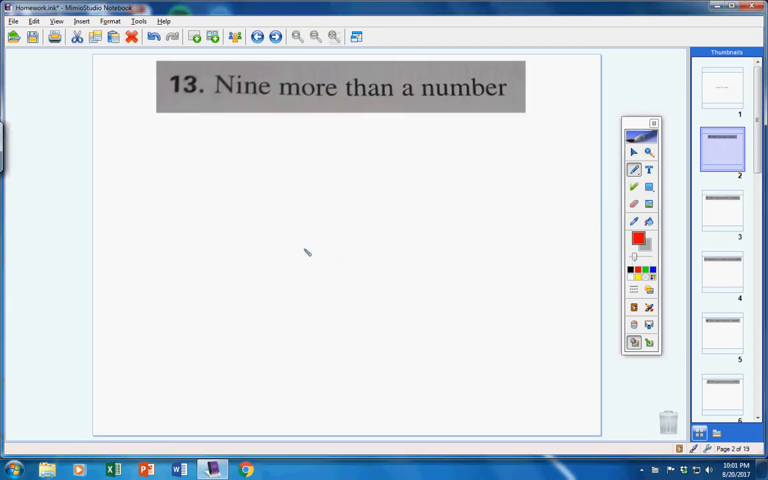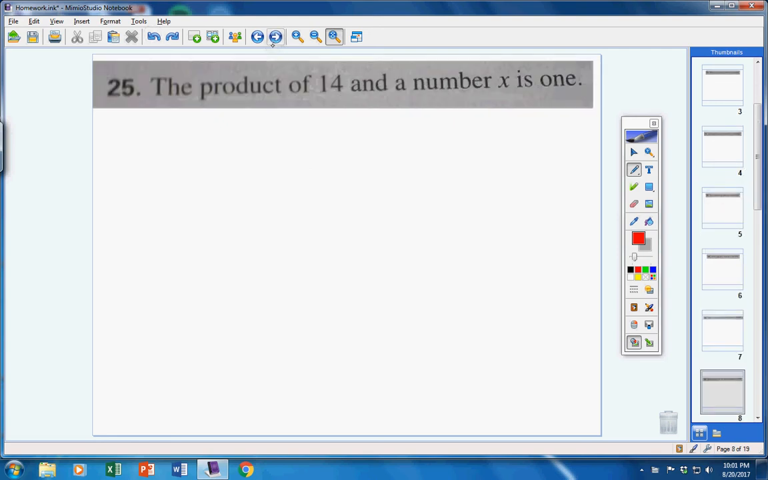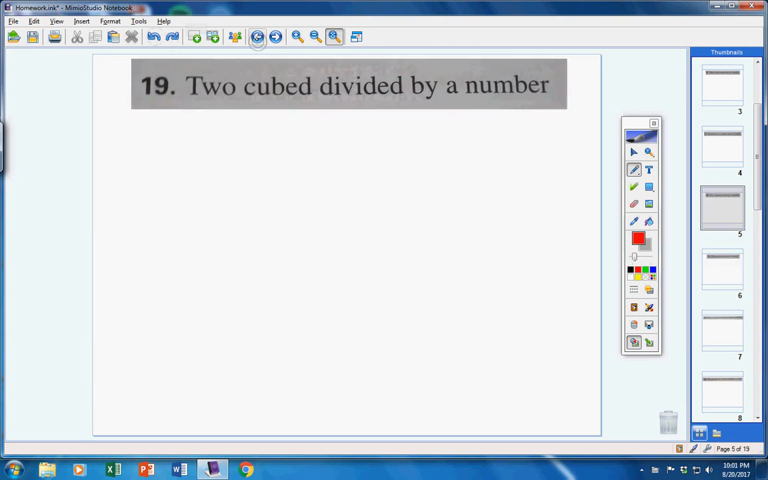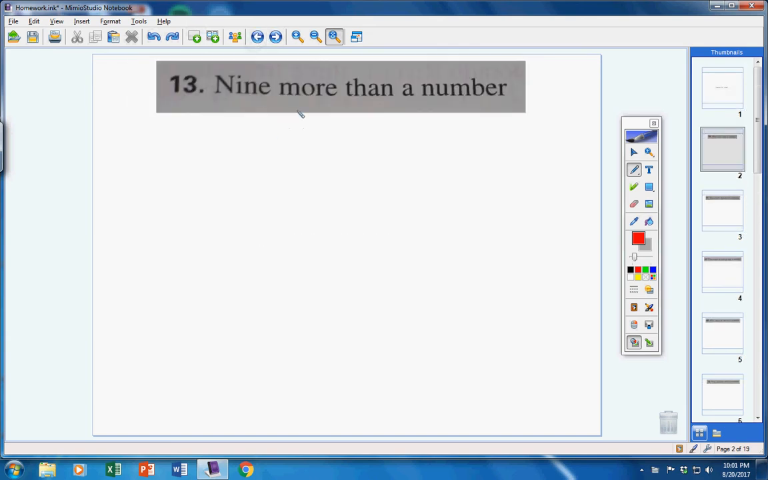Okay, here we go. We are taking statements written in regular English and we're going to write them algebraically, okay? So here we go. If the problem does not give you a variable, like, for example, number 23 says that we're going to use s, then we're going to use x, okay? So here we go. 9 more than a number. So we're taking a number and we're adding 9 because it's 9 more than a number. And our number here is x.